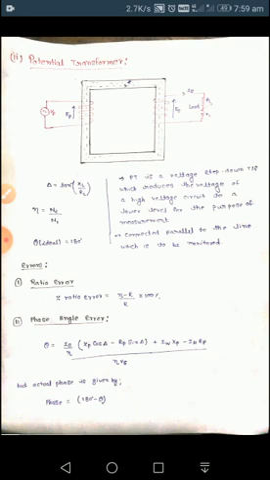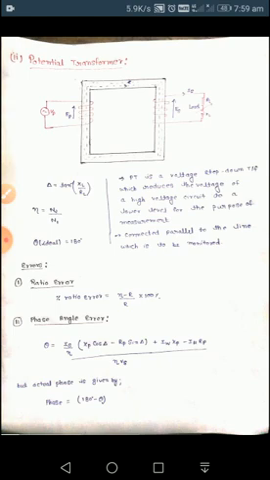Here also two types of errors exist. First one is the ratio error. Here we know that Vs by Vp is greater than nominal ratio, that is N2 by N1, which leads to the ratio error. Hence ratio error is given by nominal ratio minus actual ratio upon actual ratio into 100.